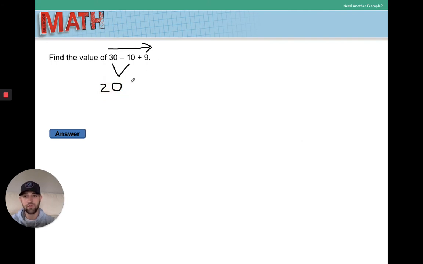I have not used my plus 9 yet, so just bring it on down. And then I can solve that pretty simple problem, just doing 20 plus 9. And I should get 29. Let's check and see if we're right. And we are. We should have got 29 for that.